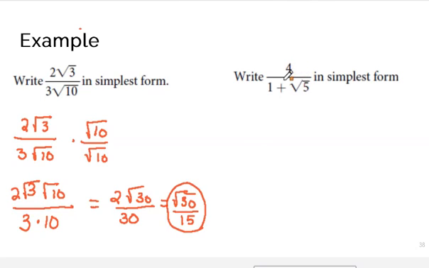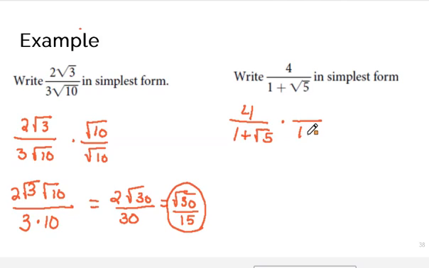Now, our second example, we have not just a simple radical in the denominator. In the denominator, we have a number, a non-radical, being added to a radical. In a situation like this, what we need to do is multiply both the top and the bottom by the conjugate. To get the conjugate, we rewrite this expression and change the addition sign to a subtraction sign. Had it been a subtraction sign, we would just reverse it and change it to an addition sign. So let me rewrite this. So we have 4 over 1 plus the square root of 5.